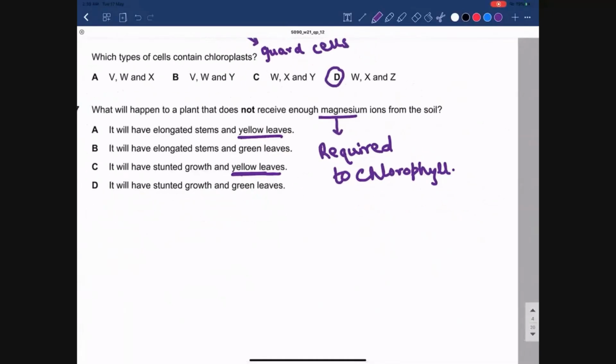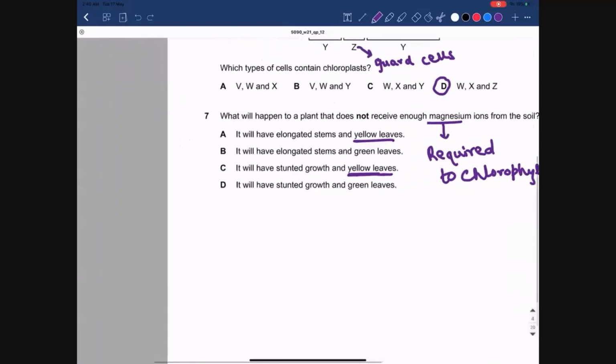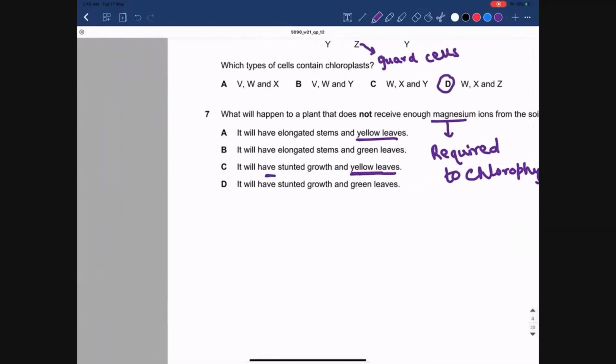Also, because of the chlorophyll deficiency, there will be a decreased rate of photosynthesis, and less nutrients will be available to the plant, less carbohydrates, and eventually less amino acids. So poor growth or stunted growth. So the plant will have stunted growth and yellow leaves. The plant will not have elongated stems. For that, the plant must grow well.